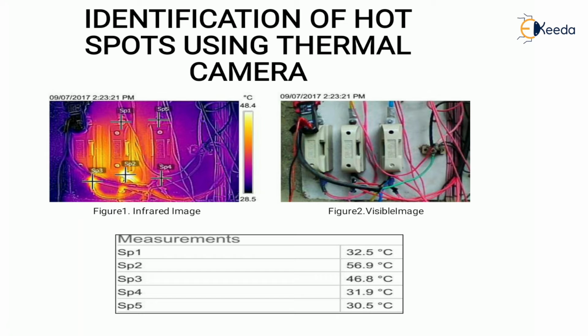So, identification of a hotspot using the thermal camera. As you can see in the two images, the first is the infrared image, which has been taken by the thermal camera, and the second is the normal image. And it will also give the spot with its temperature.